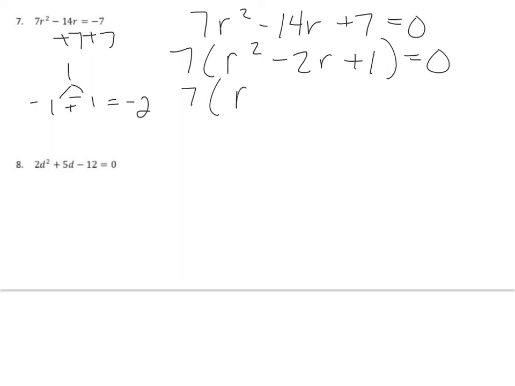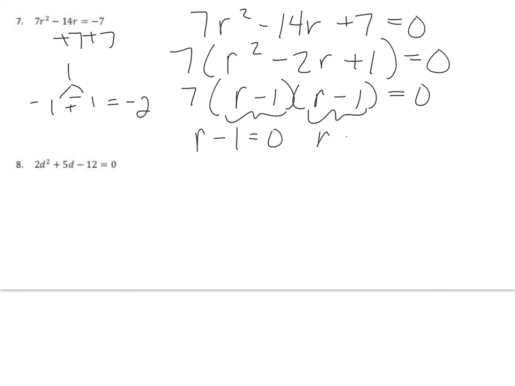So I have r minus 1 times r minus 1 equals 0. Set each of these binomials equal to 0. They're the same thing, so it's sort of easy. So r equals 1 or r equals 1.